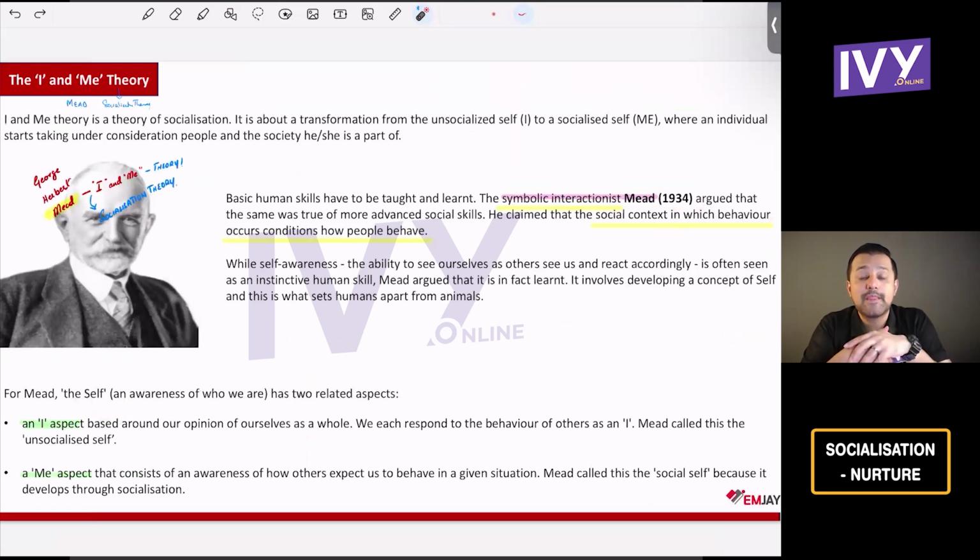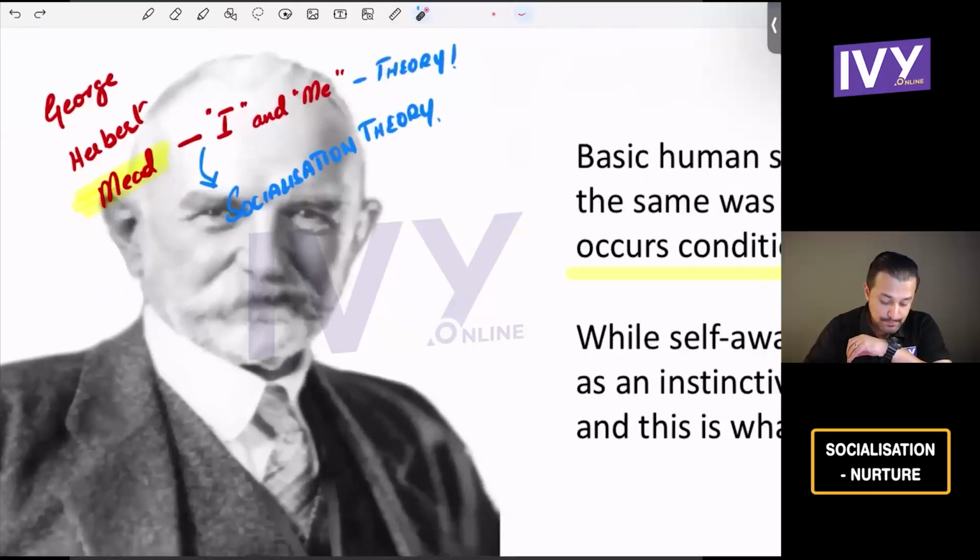Number three, let me give you a brief little idea about this gentleman. This gentleman that we have over here is George Herbert Mead. George Herbert Mead, also referred to as a symbolic interactionist.